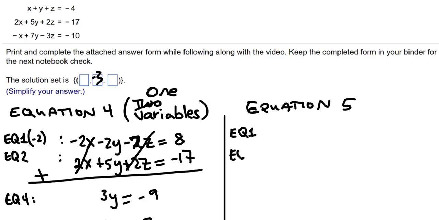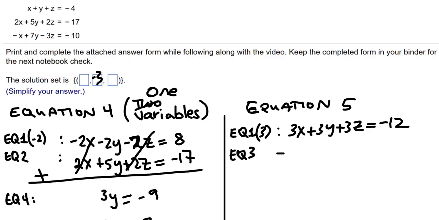and equation 3. All right, so equation 1 has a +1 on z, and equation 3 has a -3. So for these to be added together and eliminate z, I'm going to need to multiply equation 1 through by +3. So I'll do that. I'm multiplying this by 3. So I get 3x plus 3y plus 3z equals -12. And then just copying down equation 3, -x plus 7y minus 3z equals -10.